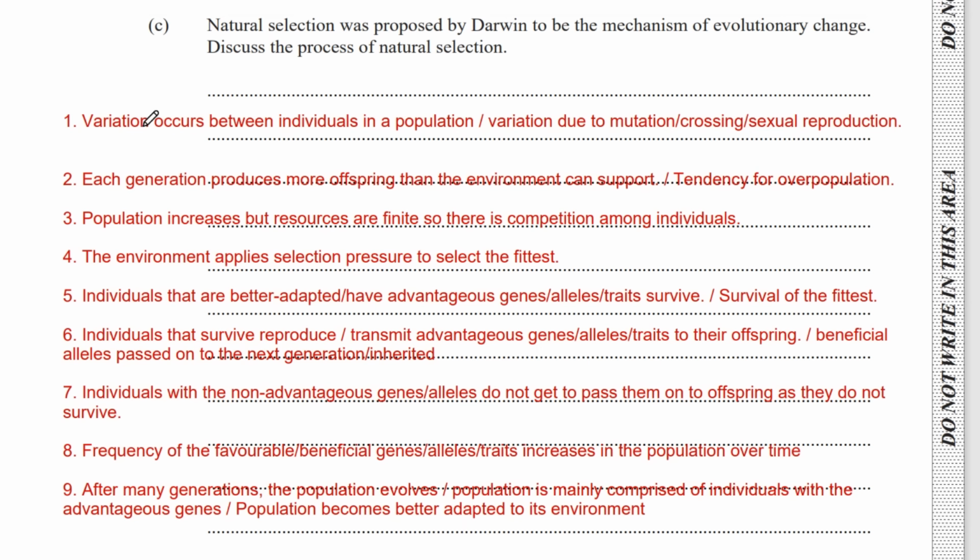So with this variation at point one, each generation produces more offspring than the environment can support, right? This is the next one of Darwin's little things that he postulated. There's a tendency for overpopulation. You have a dog, the dog is going to make 6 puppies. It's not going to make one because that one might die. It makes six. Three of them might die, three of them might survive.